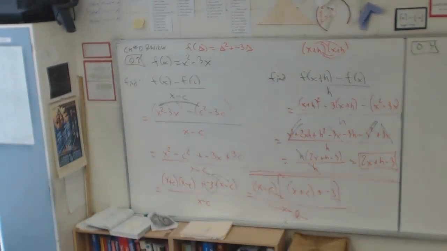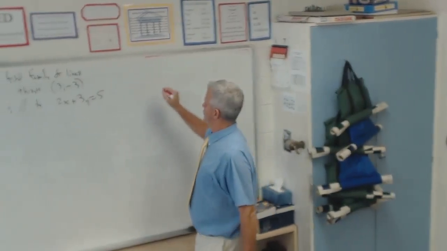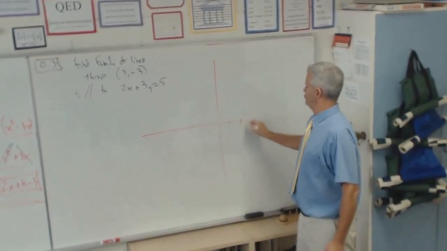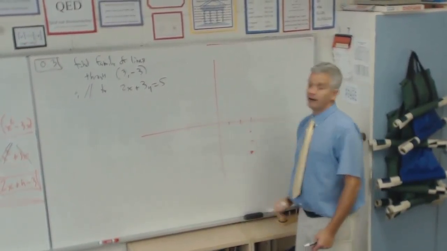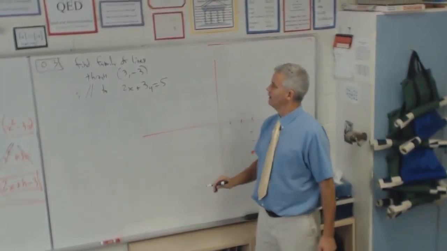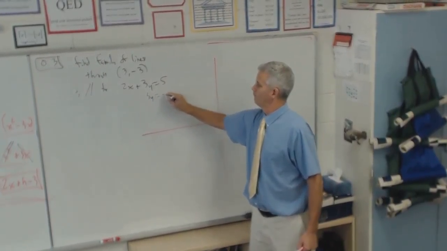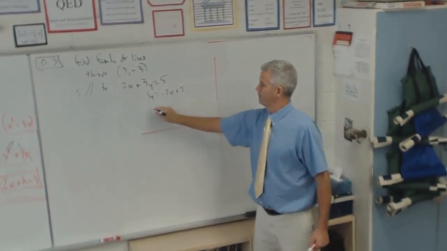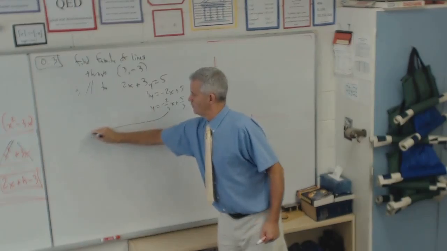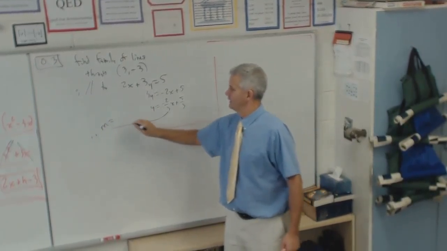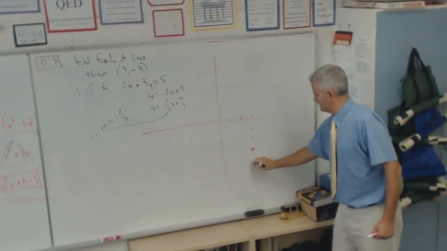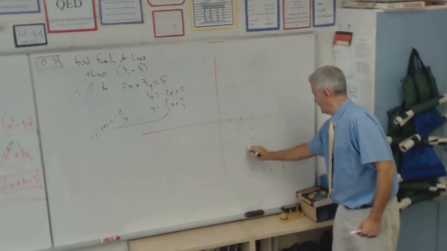Next. Henry? Henry, find the family of lines through (3, -3) that are parallel to 2x plus 3y equals 5. Thoughts? Find the slope of the line. Okay, go. So 3y equals negative 2x plus 5, and divide by 3, so y equals negative 2/3 x plus 5/3. Therefore, our slope has got to be negative 2/3.